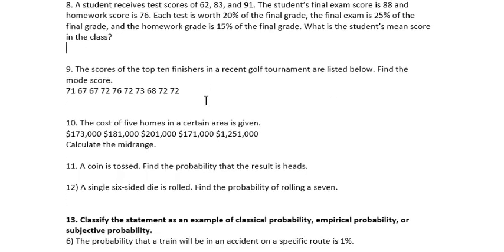Next, we have number 9. Number 9 is the mode. Remember, mean means the regular average. Add them all up and divide by that number. Median means the middle one, the middle score. And the mode means the one that happens the most often.